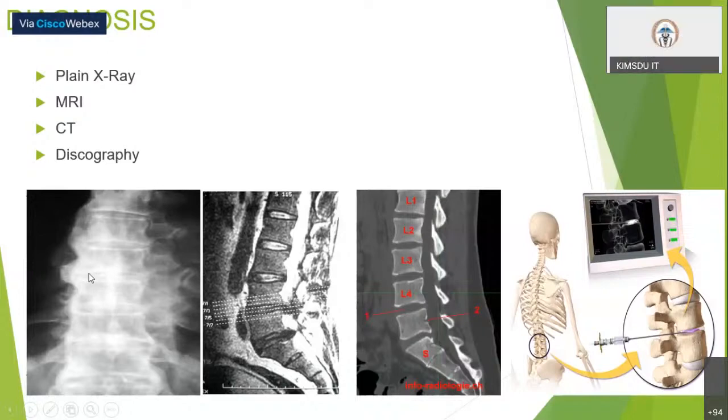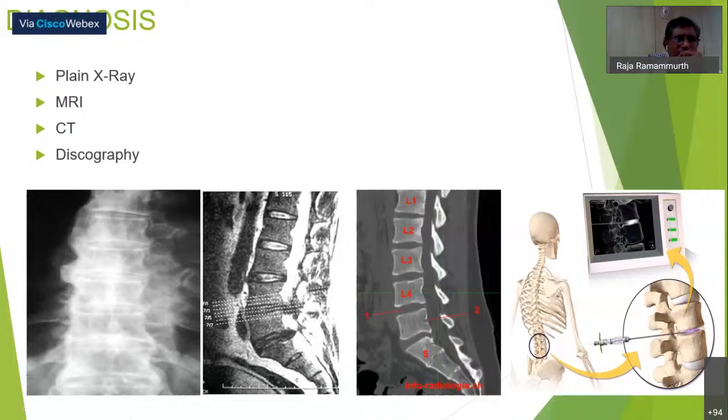So now you can see the plain X-ray. The first diagnostic procedure is the simple plain X-ray. You can see the plain X-ray of the lumbar vertebra, right? A simple plain X-ray can be the anteroposterior view or the lateral view. I have not put the lateral view here because there is no space. I have included only the anteroposterior view.